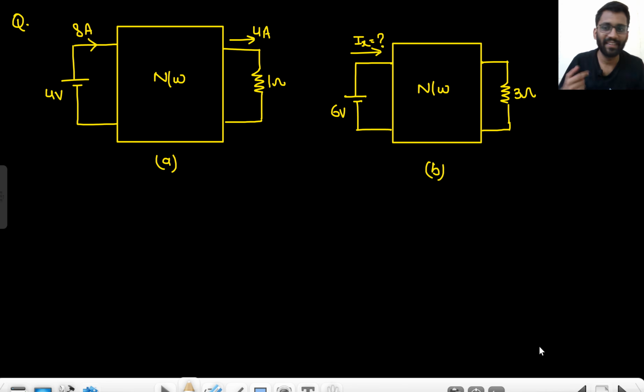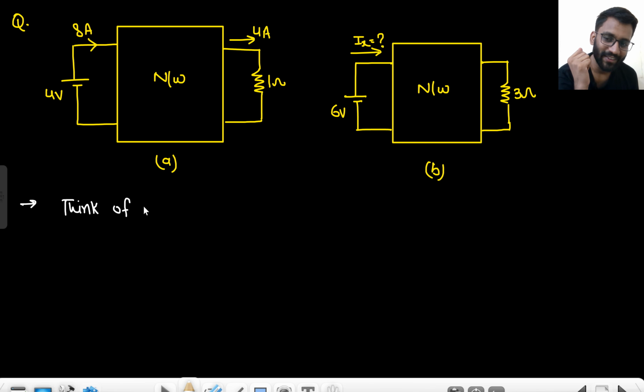Think about it. 8 ampere current is going. There is a network that is eating up 4 ampere current and you are getting 4 ampere current in the final. So what should be the network? Think of the network. 8 ampere current is going this way. This is actually a very interesting question. There has to be some resistance, right, which will eat up the current.